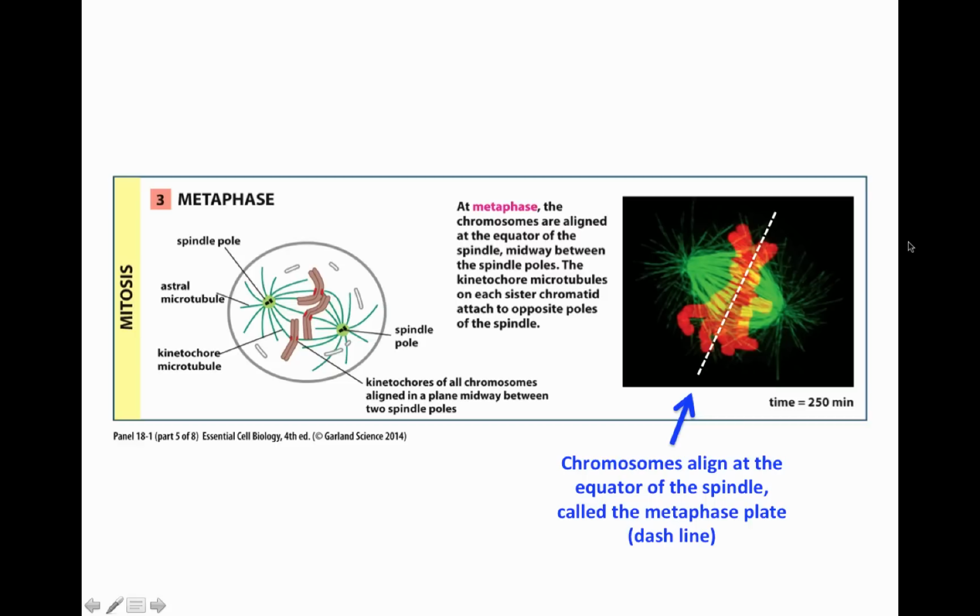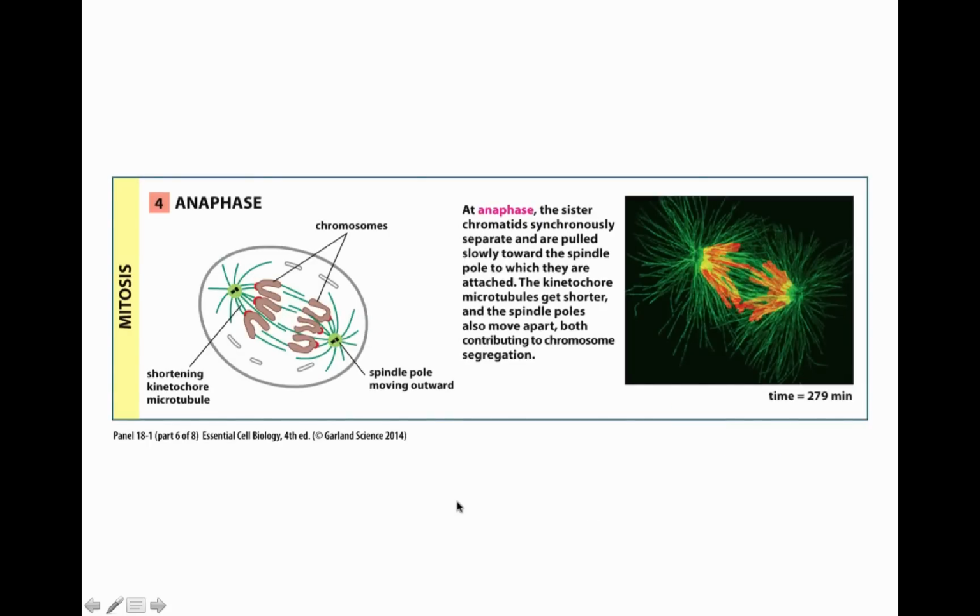I modified this image from the book and I put a white dashed line, and as you can see, all the chromosomes are now aligned perfectly in the middle, binding to the mitotic spindle microtubules, but very neatly on the metaphase plate. So the chromosomes are bound to the microtubules because of their kinetochores, and the sister chromatids are getting ready to be separated. That is the process that is going to happen during anaphase.